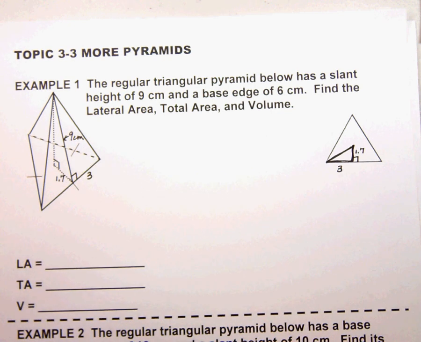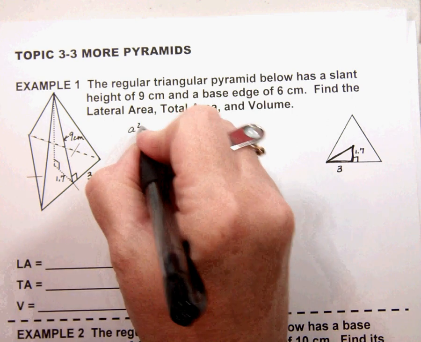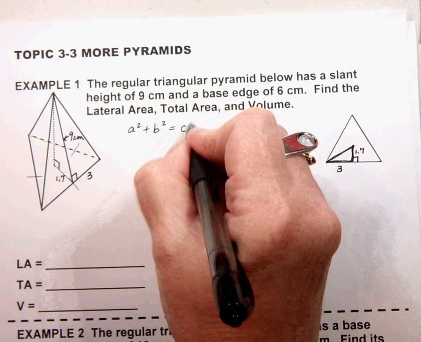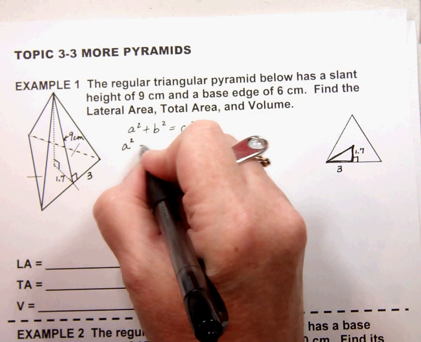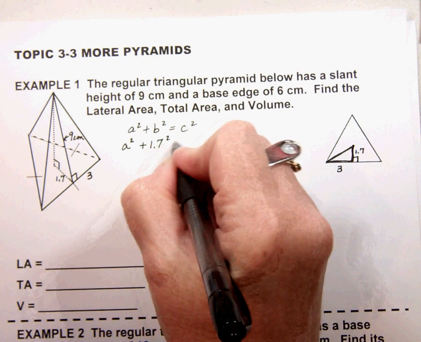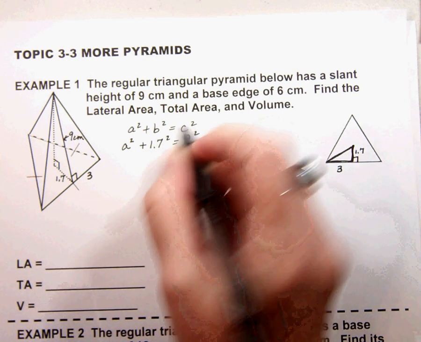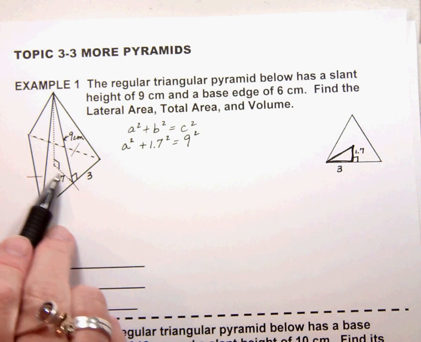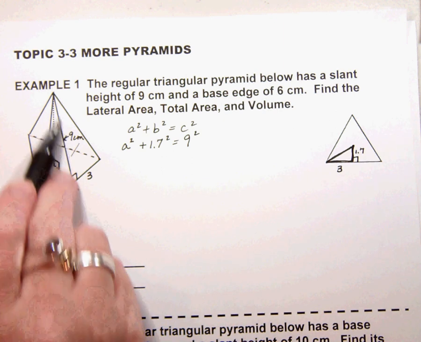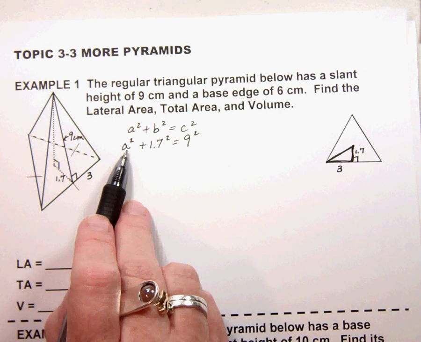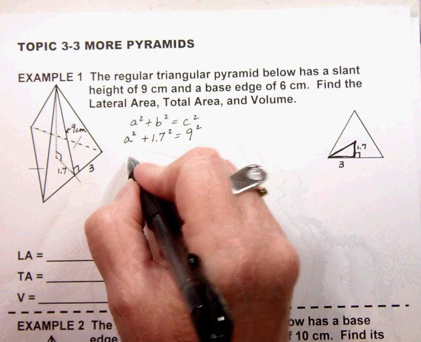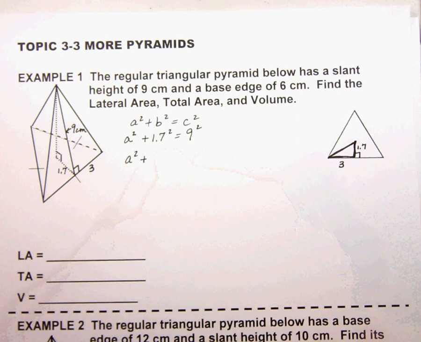Now you're going to have to use the Pythagorean Theorem to figure out the height of this pyramid. So let's do that. a squared plus b squared equals c squared. We'll let the height be a. 1.7 squared, and 9 is my hypotenuse. If you see the little right triangle in here, 1.7 is the leg, 9 is the hypotenuse, and this dotted line going up to the vertex is the one I'm trying to figure out. So we have to use this Pythagorean theorem.